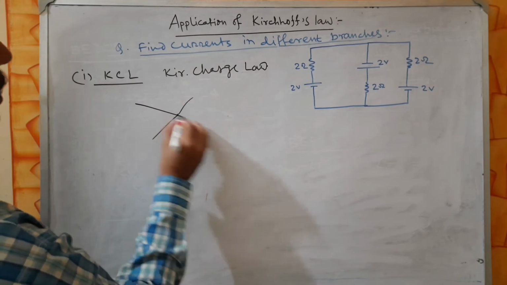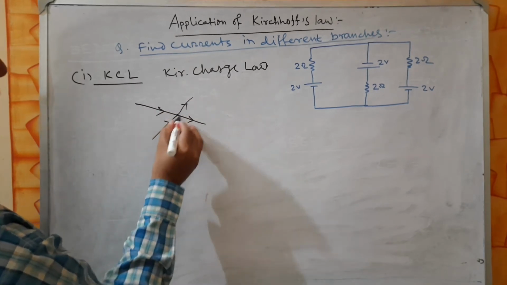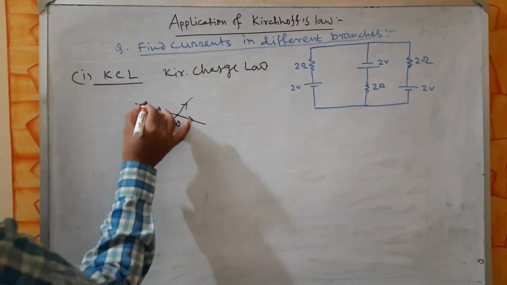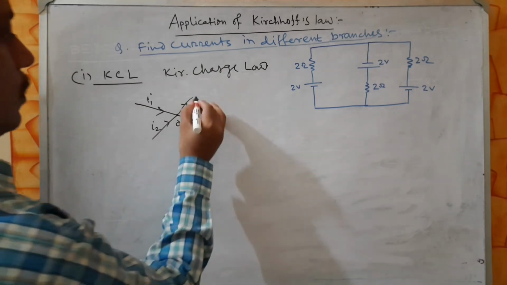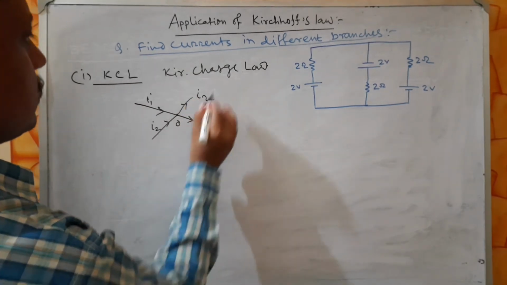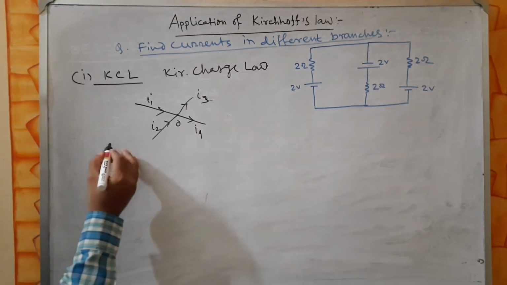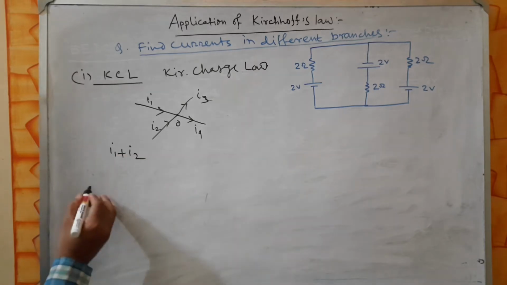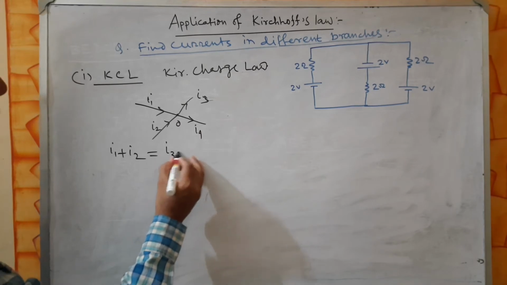Kirchhoff's Current Law: the sum of current at any junction. Say this is the junction, with currents I1 and I2 entering and currents I3 and I4 leaving. So the sum of current entering is equal to the sum of current leaving.